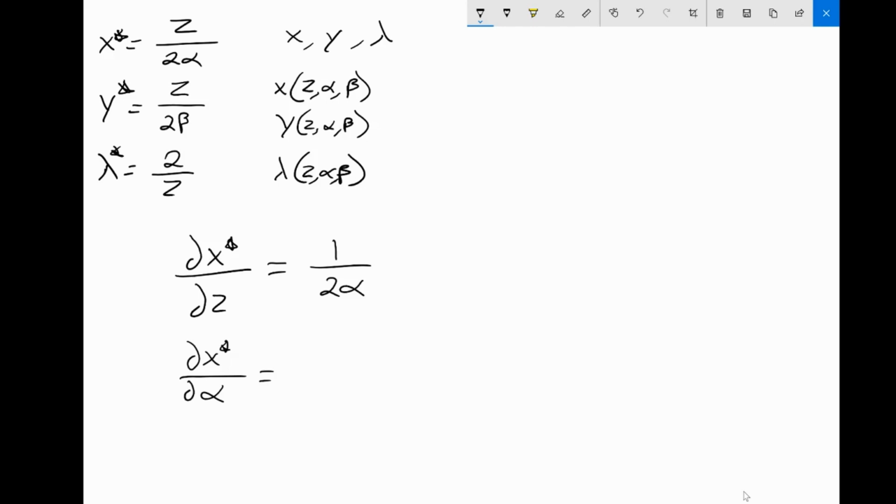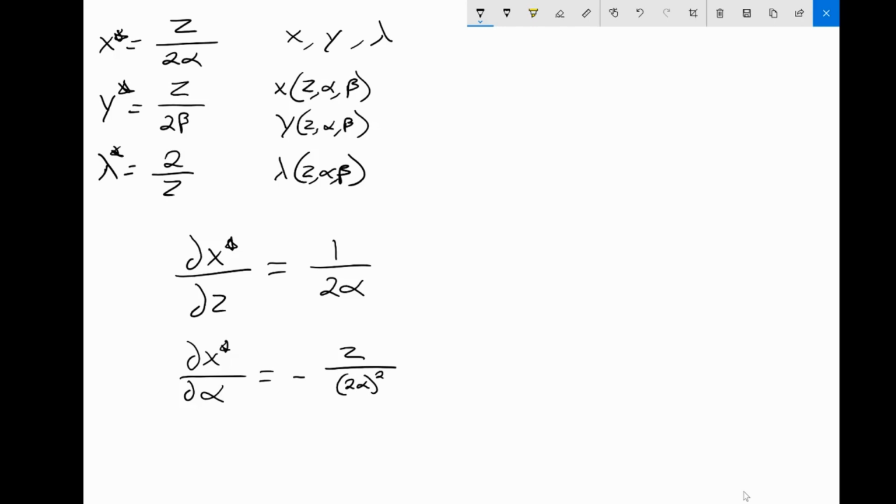Now you'll notice here this kind of requires a chain rule, the quotient rule, but we might make it easier, just bring that denominator up. Let's do it over here. z times 2 alpha to the negative 1. Let's take the derivative. Negative 1 times z times 2 alpha to the negative 2. And so what we'll get is z over 2 alpha squared.